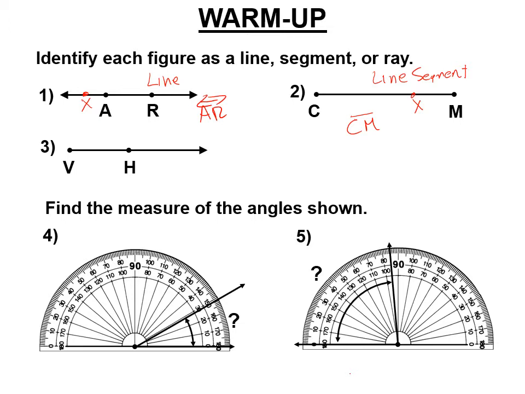Last thing is called a ray, and there's only one possible name for this, and it is ray VH, even though this arrow and this arrow are the same. In this instance, that is not always the case. The symbol always points to the right. The ray could point anywhere.